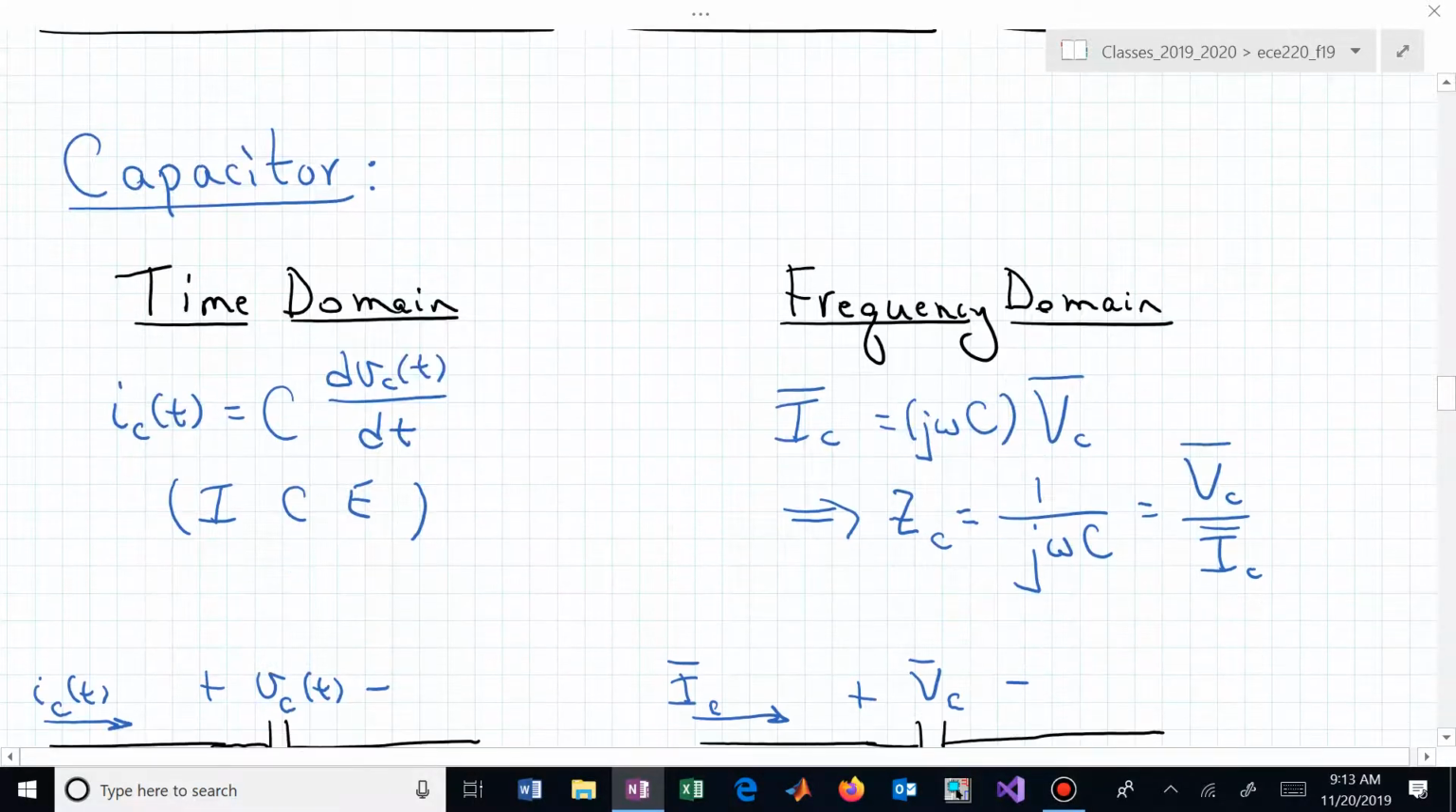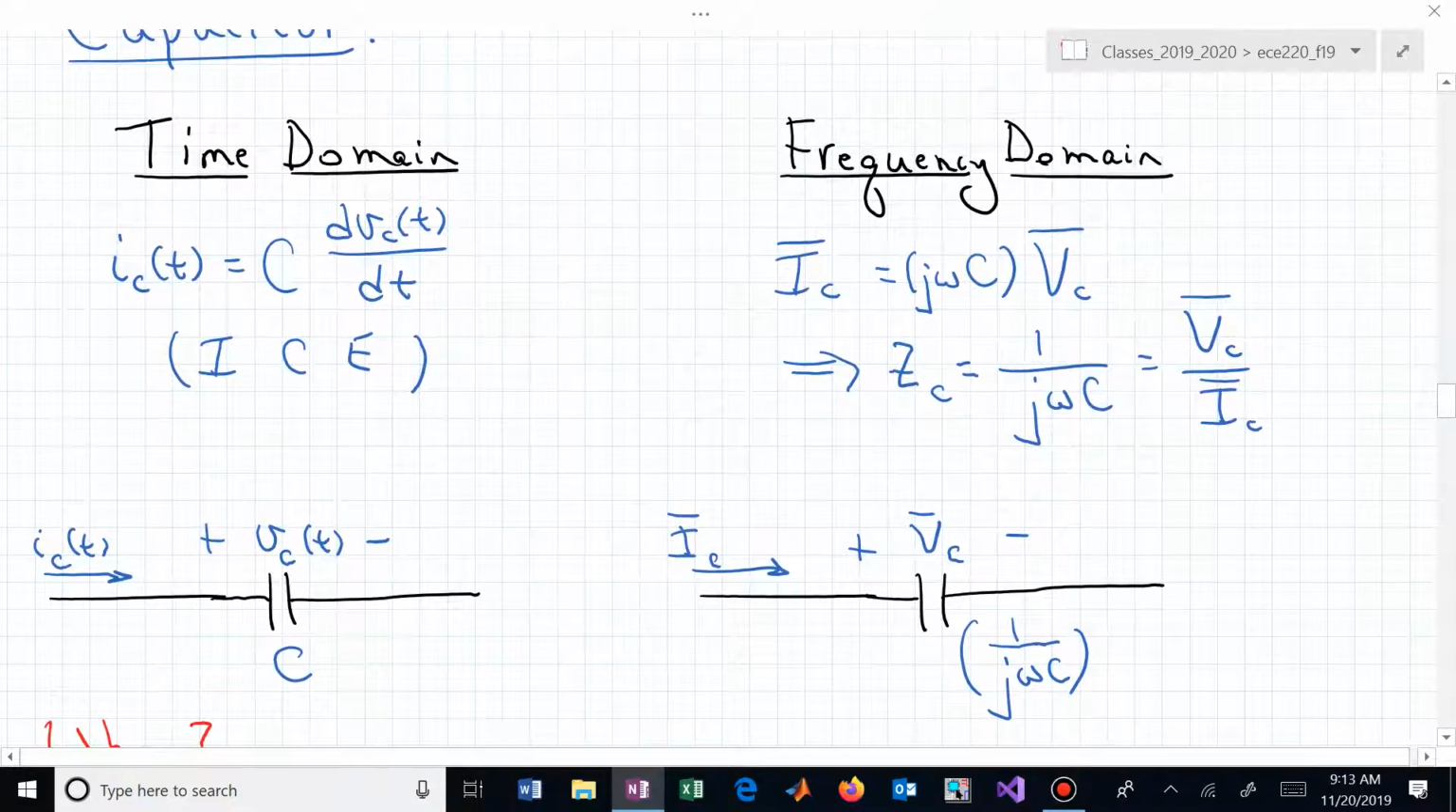The capacitor is derived with a similar discussion. I'm not going to go through it, but now what you do need to realize is if you now are translating a time domain circuit into a frequency domain circuit, replace your capacitors with 1 over j omega c. That will be their impedance, where the omega is coming to us as the frequency that we are working at or examining in that sinusoidal steady state condition.